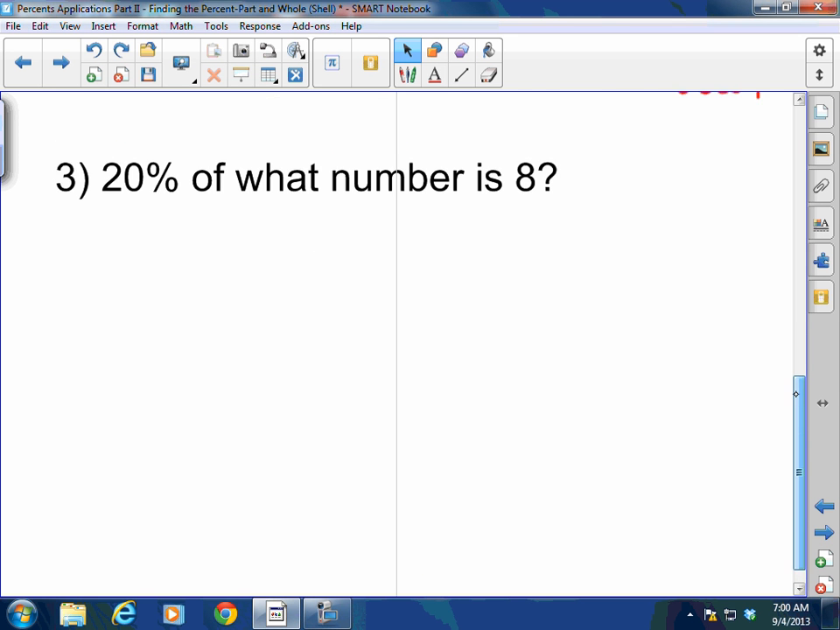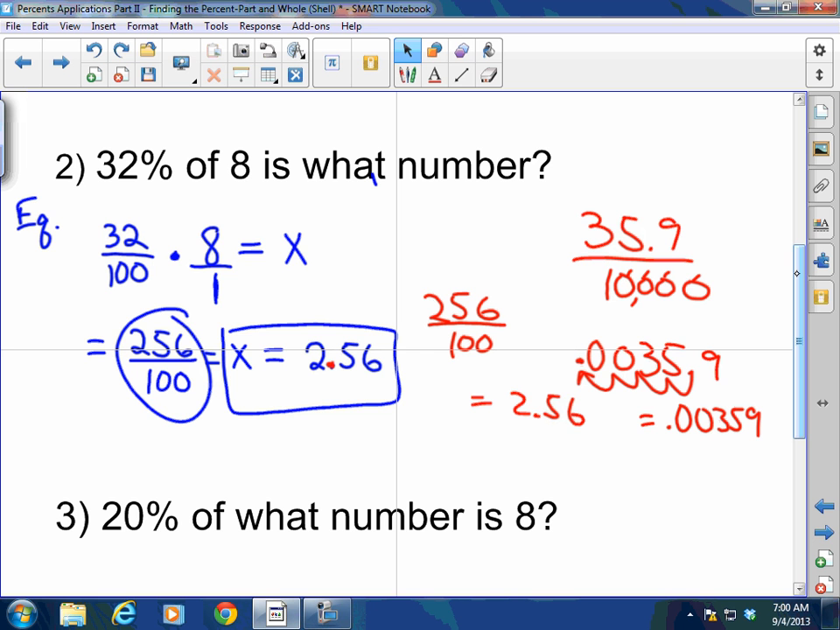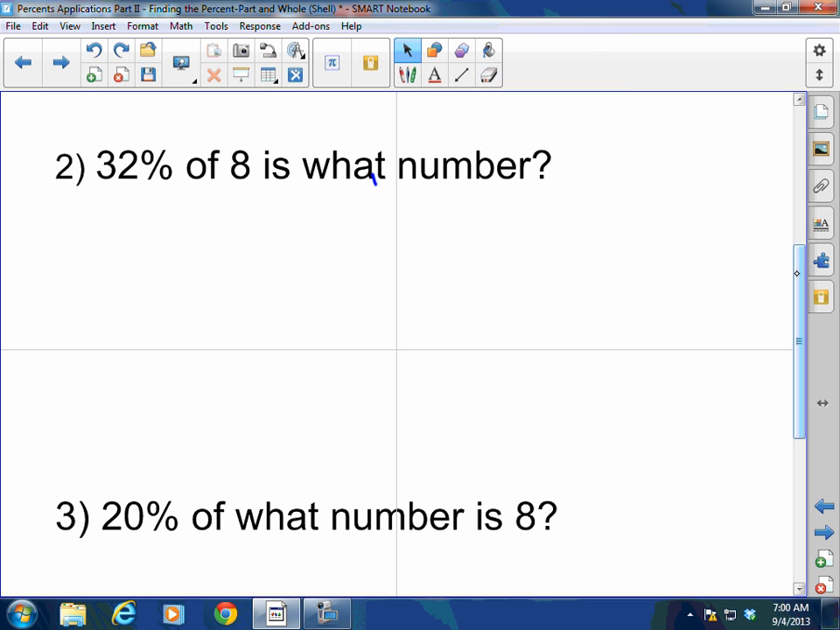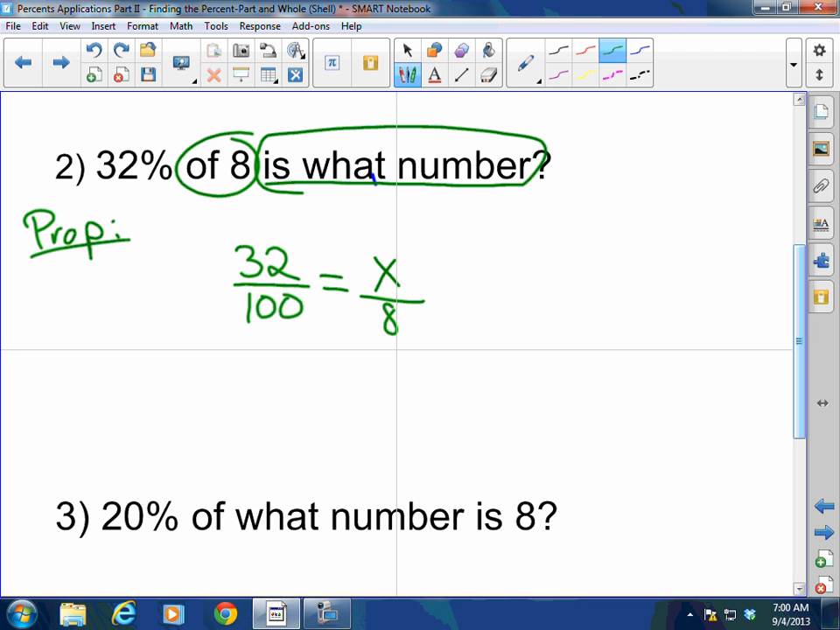Oh, wait a second. Did I? Yeah, I did that actually, just the equation method. Let's do it the proportion method. Sorry about that. Got to do the proportion method. Okay, proportion method. 32% of 8 is what number? So n over 100 equals my is the what number? X over of 8. Go ahead and cross multiply.